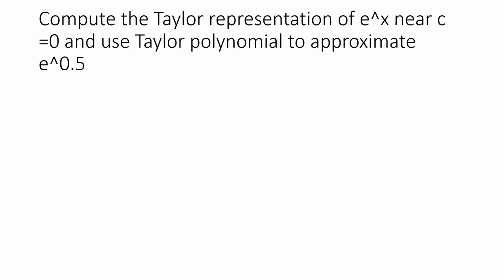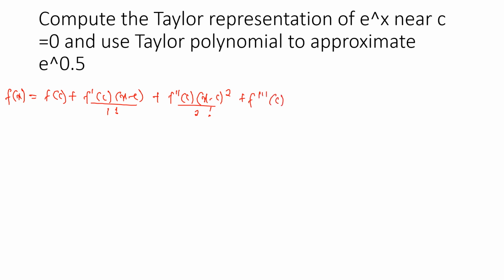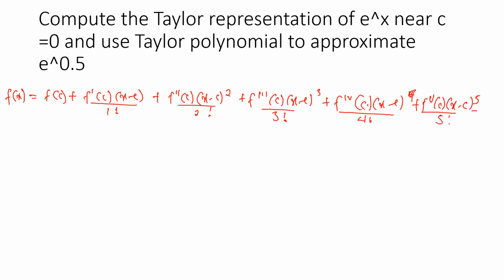So write the Taylor polynomial, which is f of c, then plus f prime of c, then x minus c over 1 factorial, then plus f double prime of c, then x minus c squared over 2 factorial, then plus f triple prime of c, then x minus c raised to the power of 3 over 3 factorial, then plus the fourth derivative of c, then x minus c raised to the power of 4 over 4 factorial, then plus the fifth derivative of c, then x minus c raised to the power of 5 over 5 factorial, then continues like that.